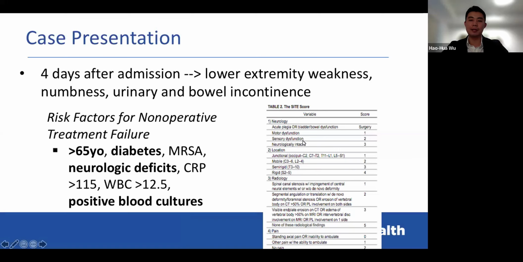coagulase negative Staph aureus. And if you're using the SITE score, which, if you don't want to use the non-operative treatment failure risk factors from the 2014 papers, I think the other one that's most structured to use would be the SITE. For a patient that has bladder and bowel dysfunction or acute plegia, you're already taking them to surgery. You don't have to count out the numbers.